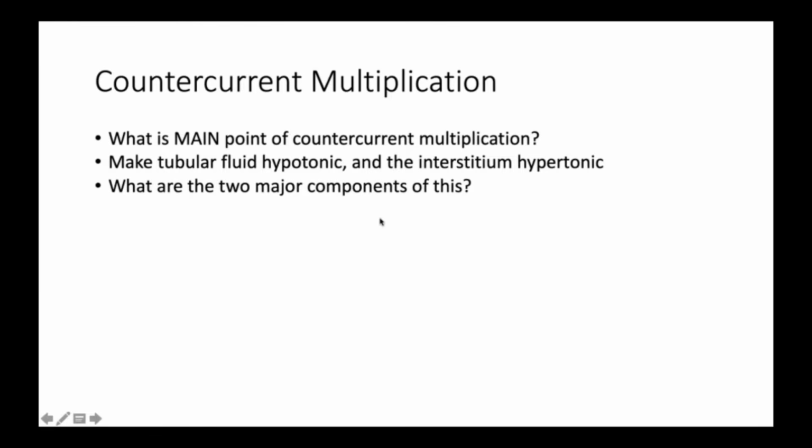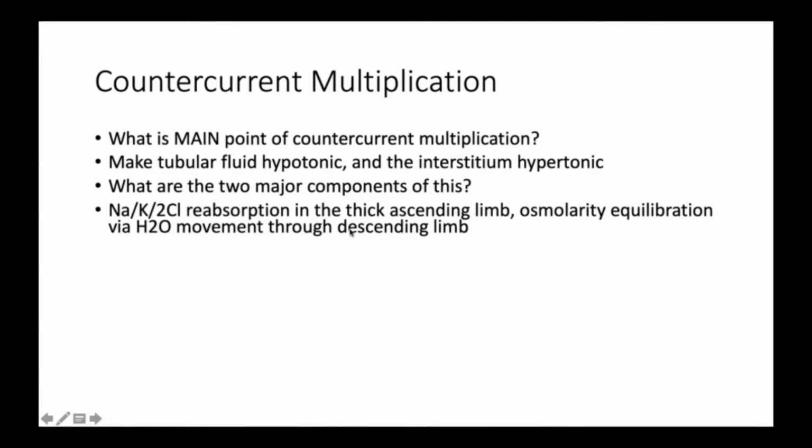So Amir, what are the two major components of this? It's kind of a bad question. Let me just say, it's kind of a read-my-mind question. So I'll give you another question for this. Basically, you have the sodium potassium 2 chloride reabsorption in the thick ascending limb, and then you've got osmolarity equilibration via the water movement through the descending limb.